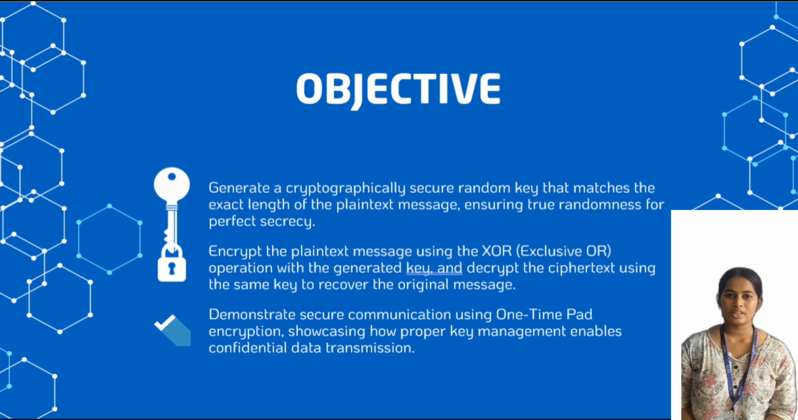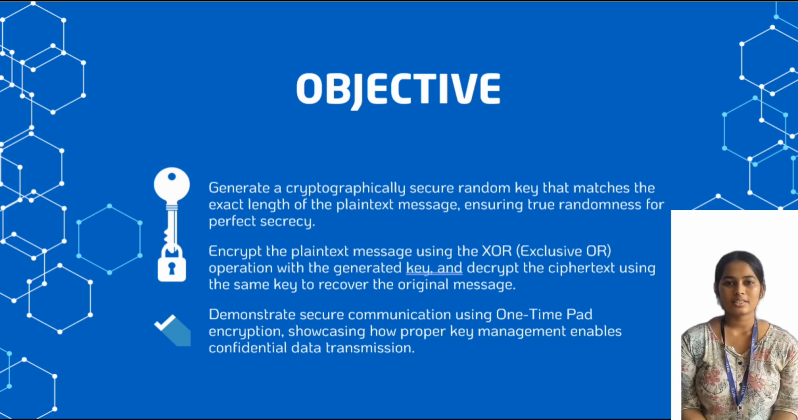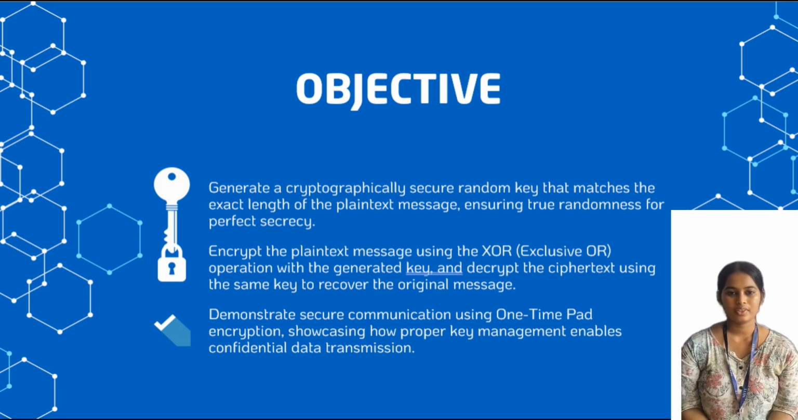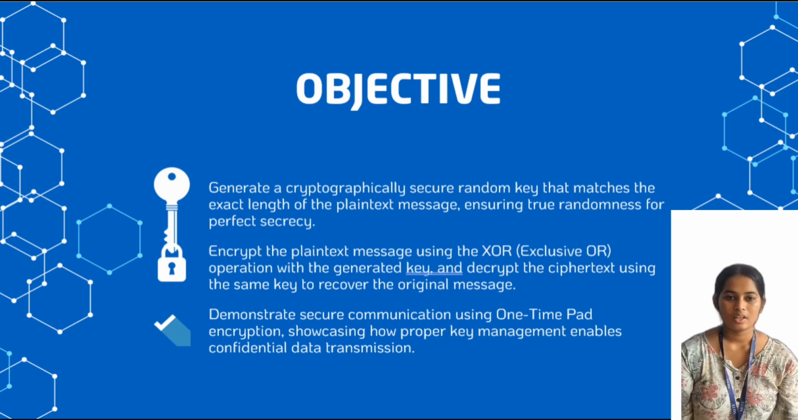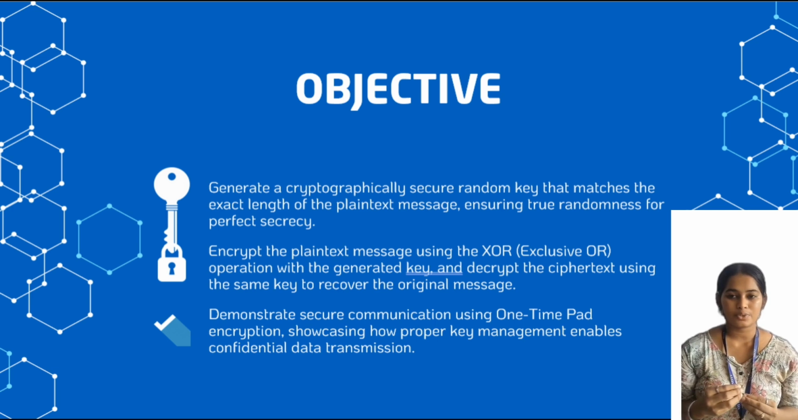Now I will explain the objective of our topic. The main goal is to implement a secure encryption technique using the one-time pad method. This is important because perfect secrecy depends on randomness and equal key length. Next, we encrypt the plain text using the XOR operation with the generated key. The same key is then used again to decrypt the ciphertext and retrieve the original message. Finally, this demonstrates secure communication using one-time pad encryption, showing that proper key management ensures confidentiality of data.